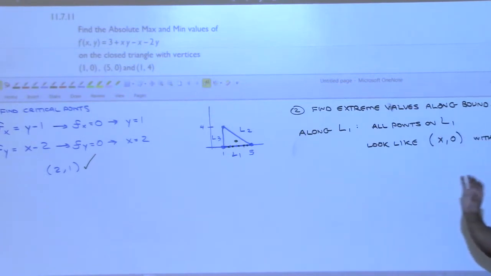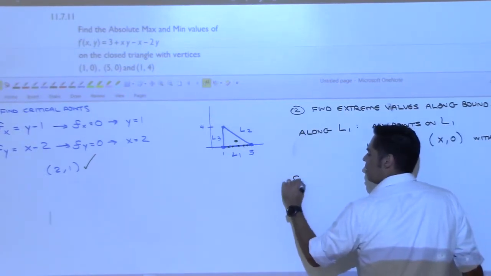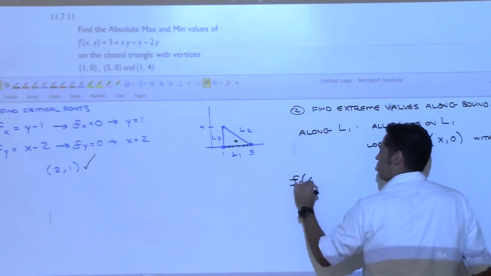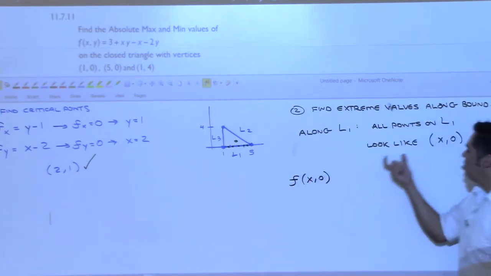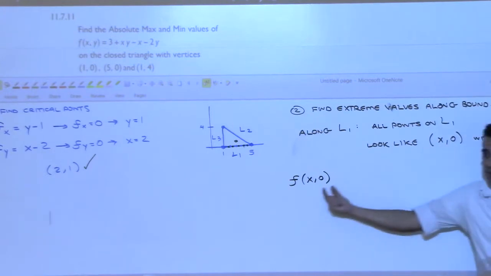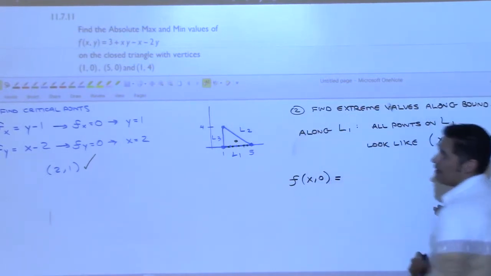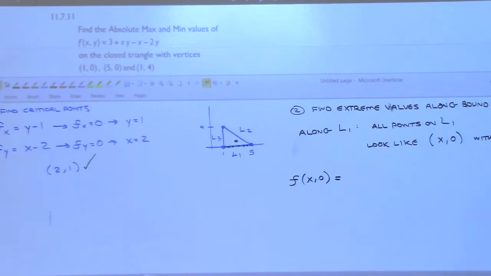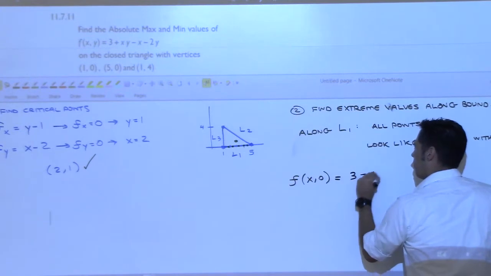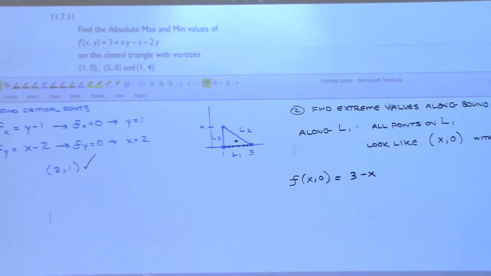But the really great thing about it is that, watch what happens. If I take my original surface and I actually plug in points along L1, they all have to look like this, right? Then go into the function, replace y with 0, leave x as x, and what does the function become? Just 3 minus x, right?